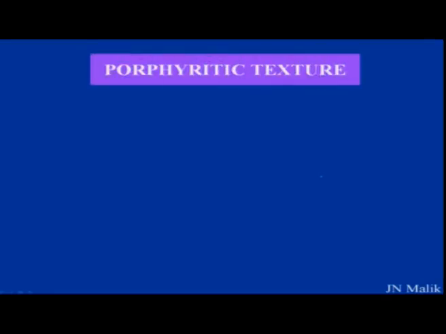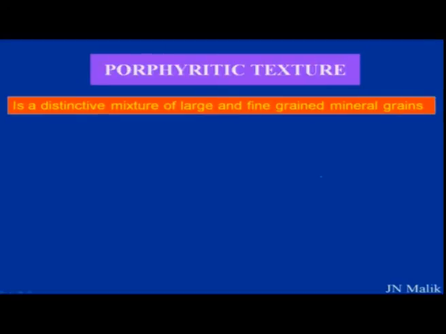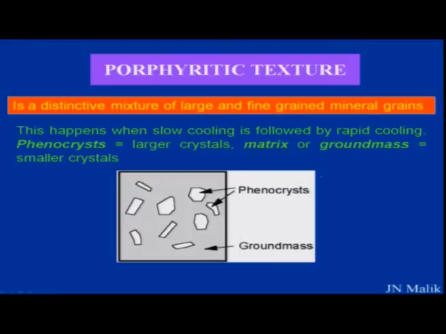And then we have the porphyritic texture. It is a distinct mixture of large and fine grained minerals together. This happens when slow cooling is followed by rapid cooling. The larger crystals are termed phenocrysts, and the matrix, which is the groundmass, consists of the smaller crystals. So we have larger crystals and finer ones, which are termed the groundmass.